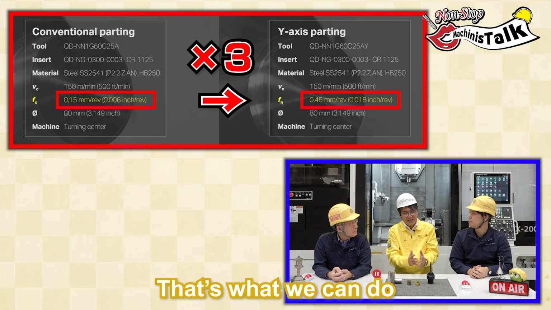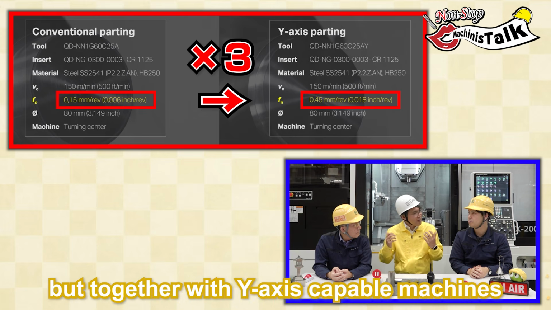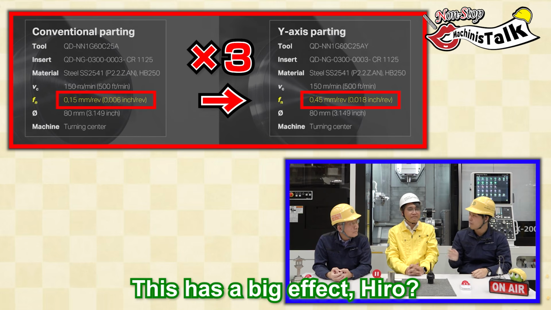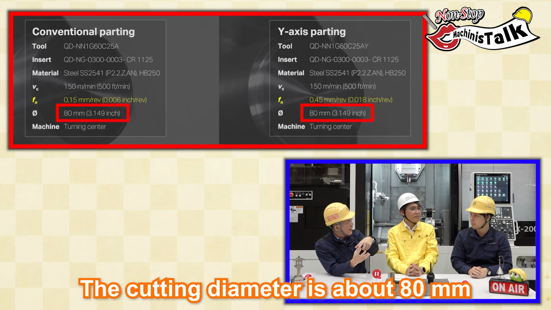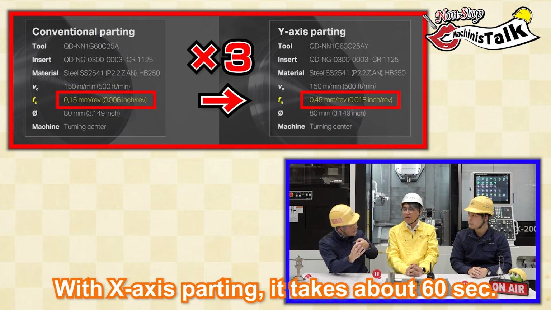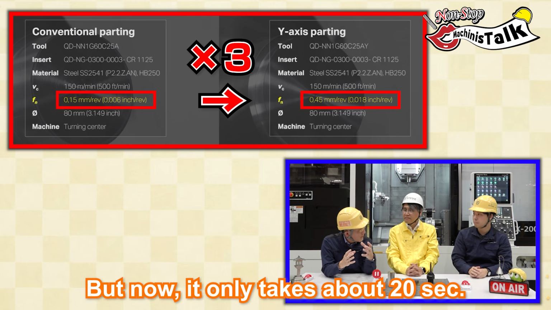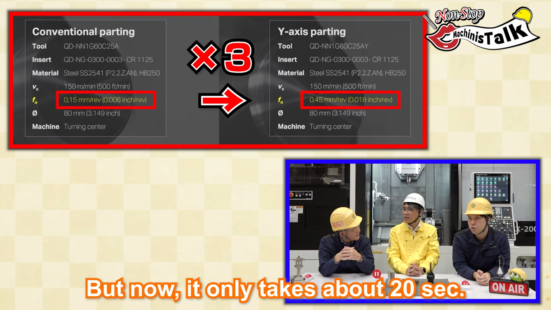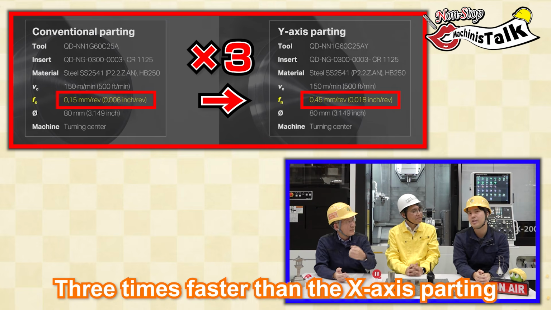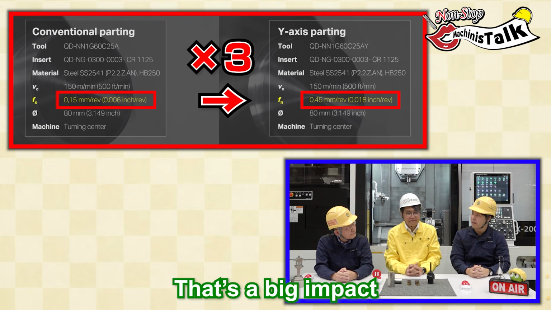And then, of course, not only with our cutting tools, but together with the y-axis capable machines, we can do this. This is a big effect, Hiro-san. Yeah, cutting a diameter of 80 millimeter, X-axis cutting is 60 seconds, but now it means 20 seconds, I think. 20 seconds. 3 times faster. That's a big effect.